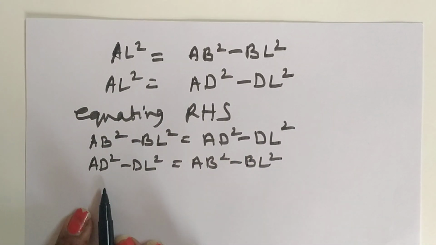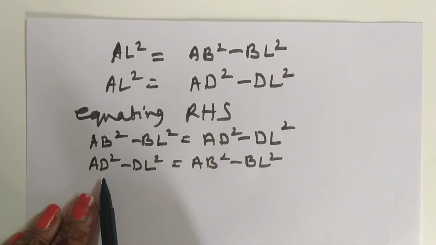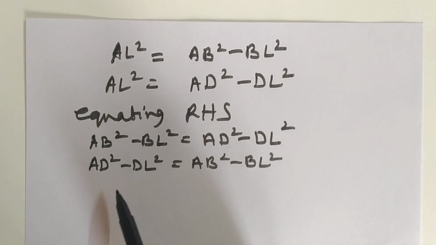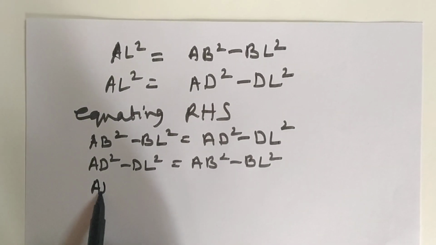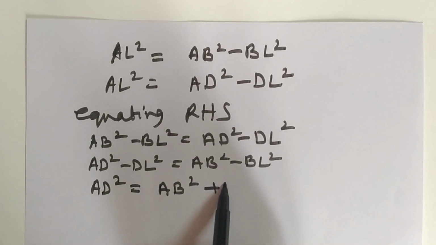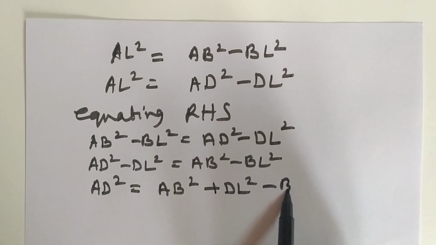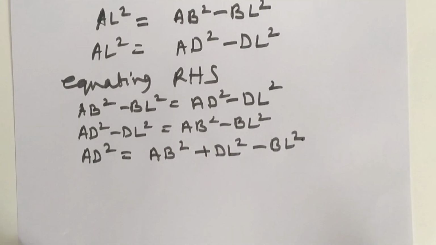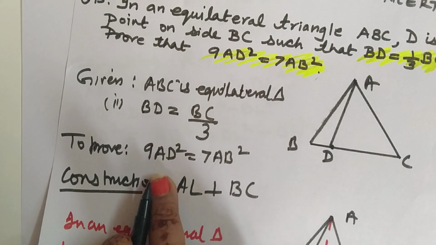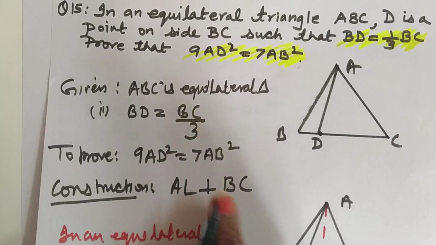Why have I written this? Because in what we need to prove, AD square is on the left hand side, so we need AD square on the left hand side. So now we can write AD square is equal to AB square plus DL square minus BL square. And if we see, we need to prove only in terms of AD and only AB.